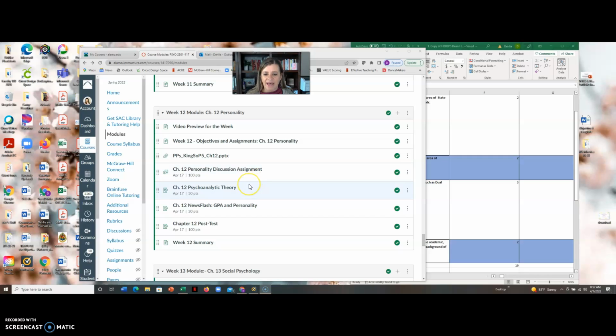You have two assignments in Connect, one on the psychoanalytic theory. So that will be looking at Freud's theory as it applies to personality. And then you have one on looking at GPAs and how that matches up with personality. So those two assignments in Connect. And then, of course, your Chapter 12 post-test that's in Connect.